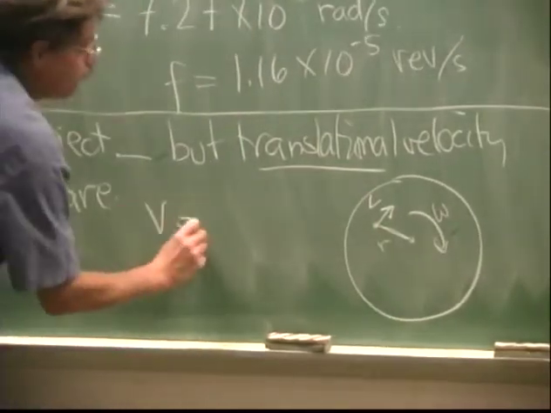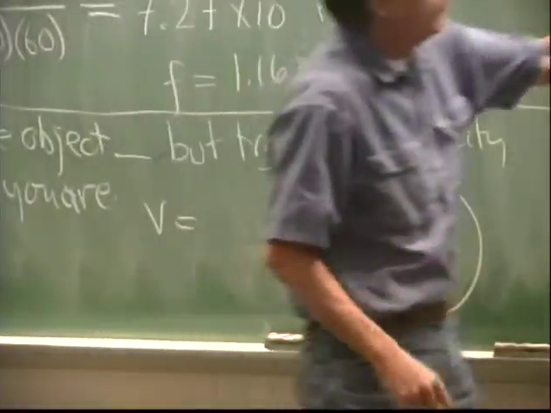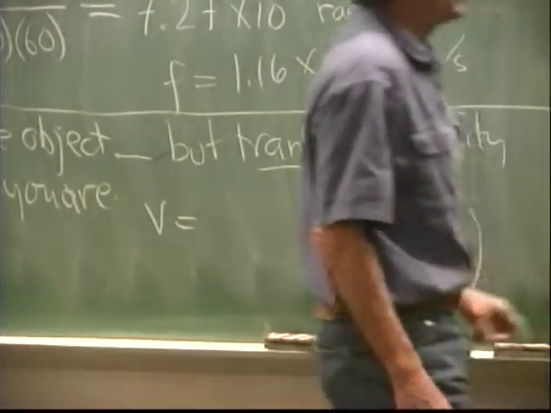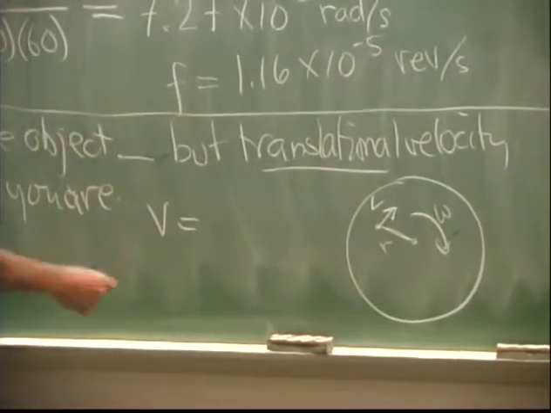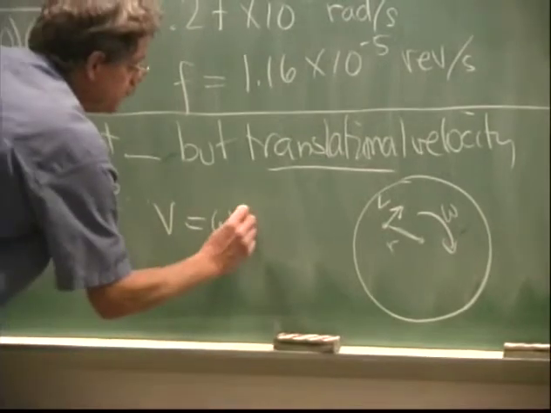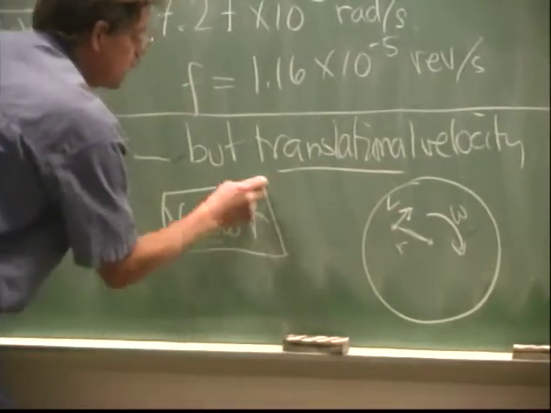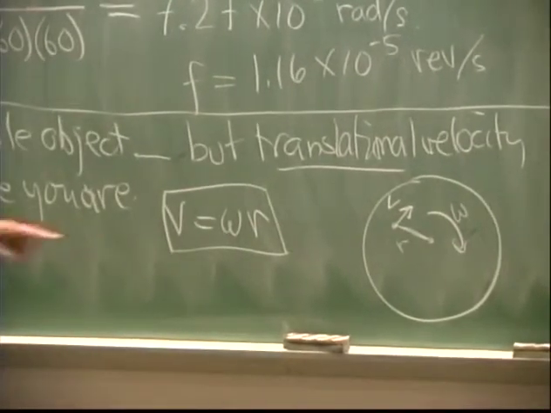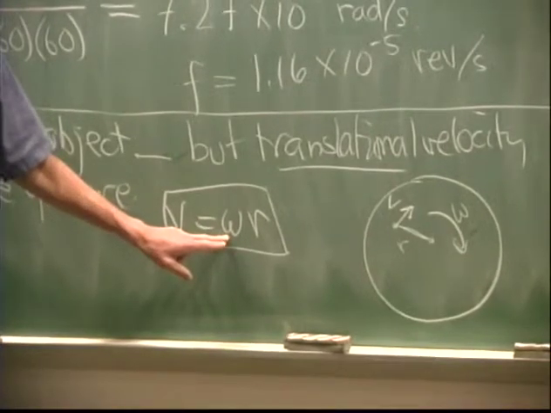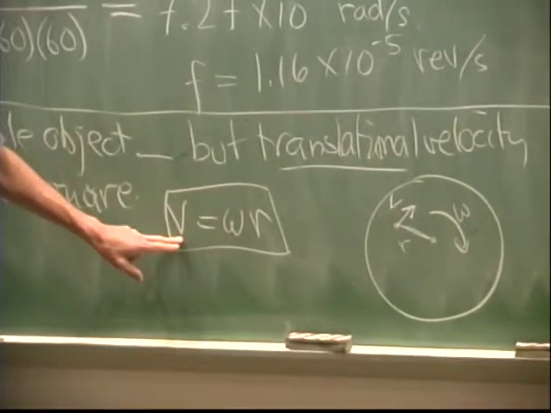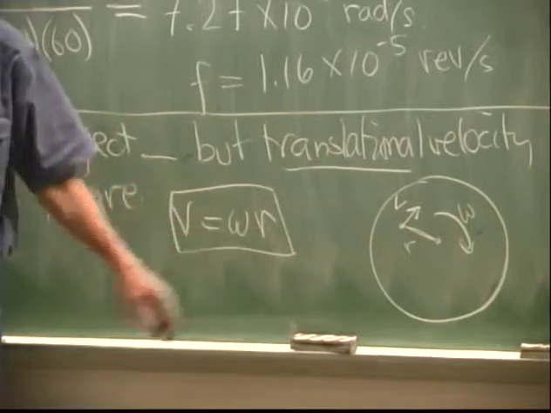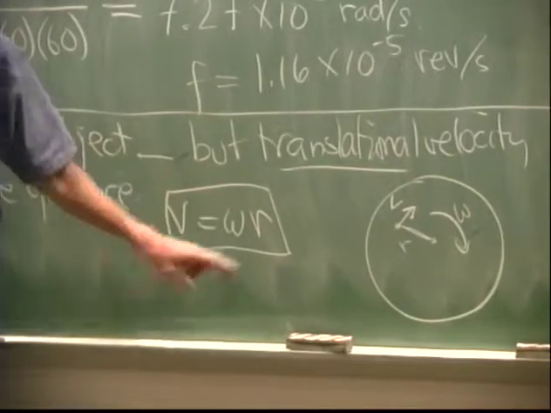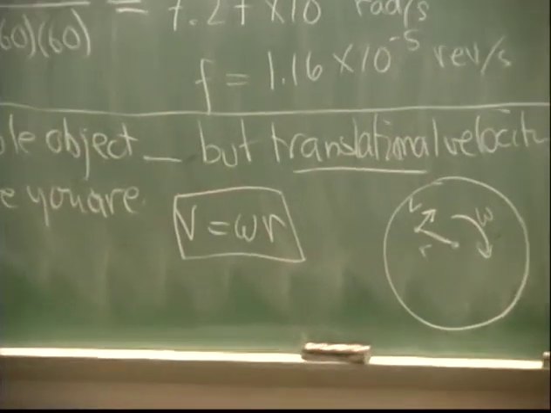V, well, it's given by the formula up here. V is equal to omega times r. This is for something that's not all the way out at the full radius, but it's still the case that the angular velocity is the same for all points on that thing, but the linear velocity, the translational velocity, depends on how far you are out from the axle, in proportion to how far you are from the axle. Make sense?